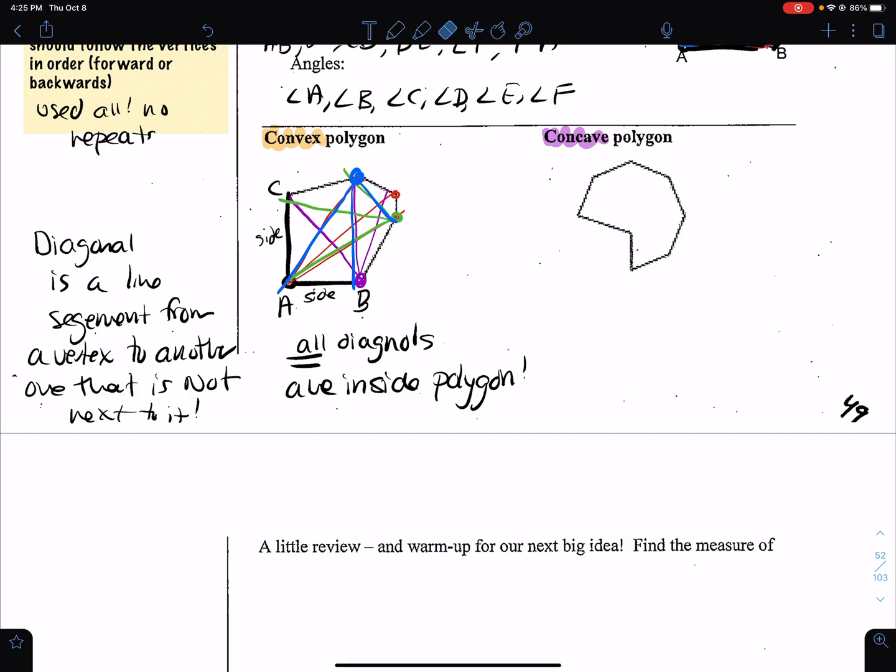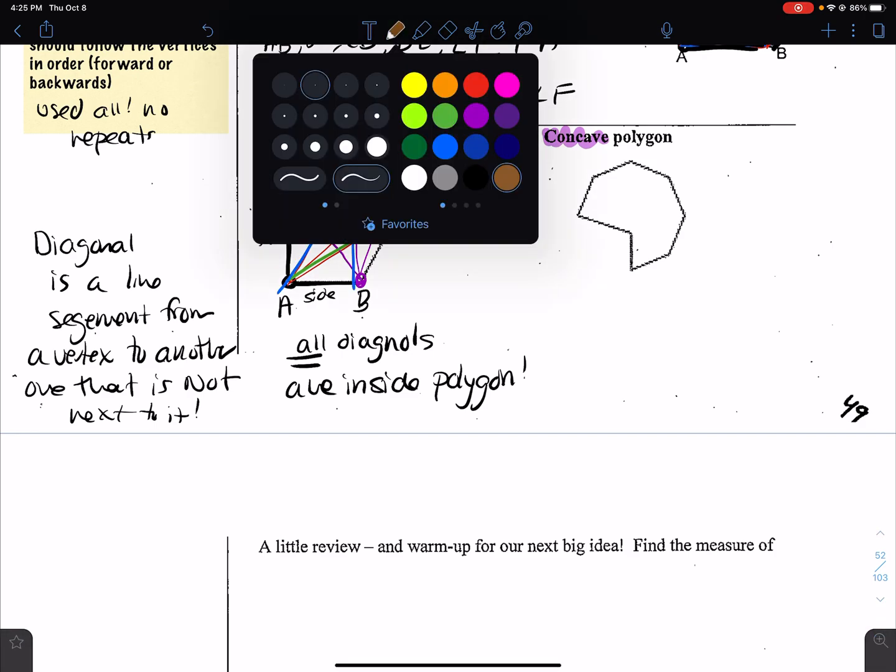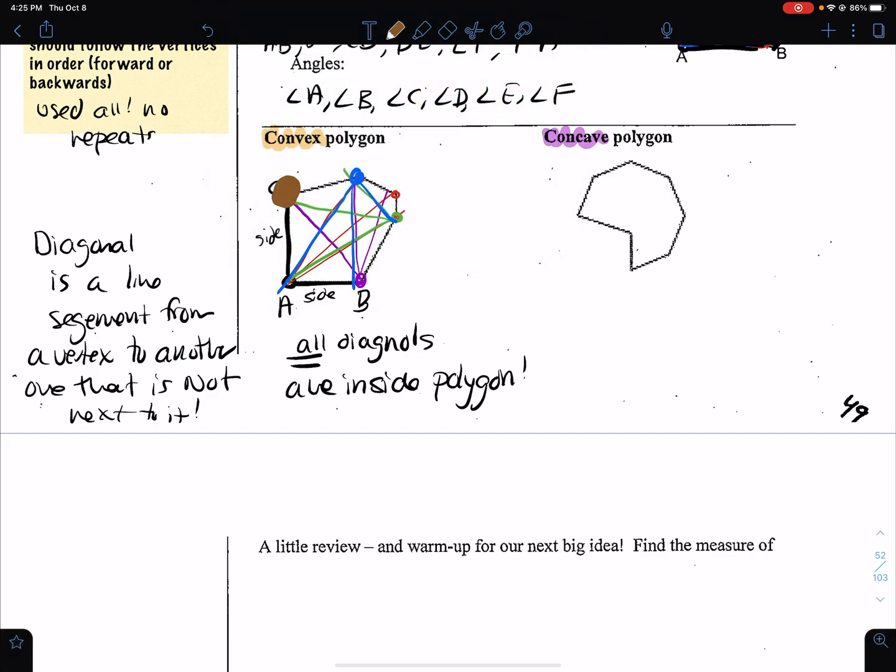Again, I'm going to erase some things here. Well, I'll leave it there. If I just choose any vertex, let's say this one here, whatever diagonal I draw from it is going to be inside the polygon. And it doesn't matter what vertex I start at. Any diagonal will be inside.